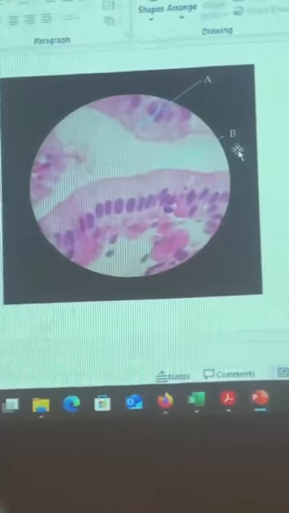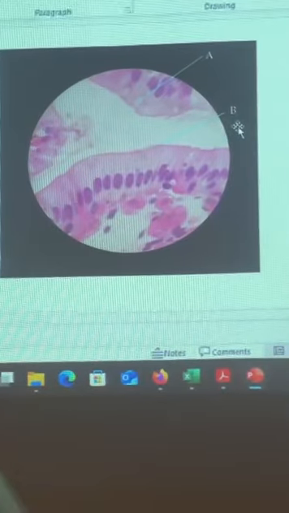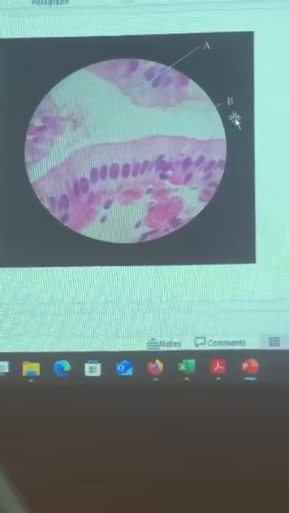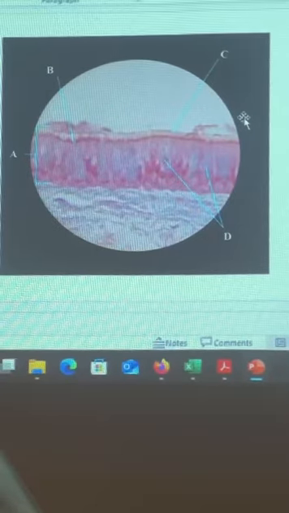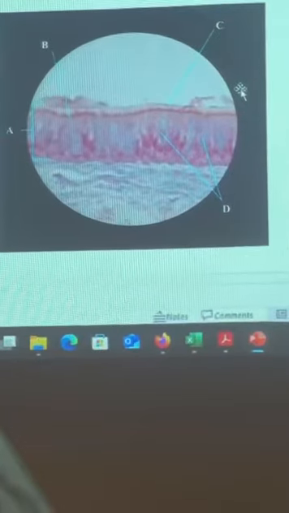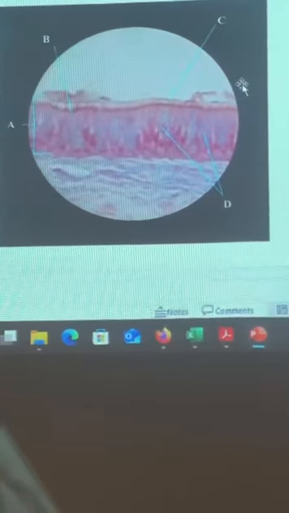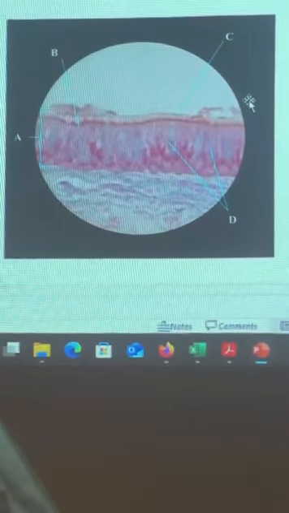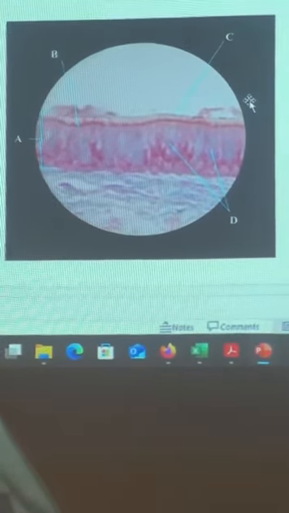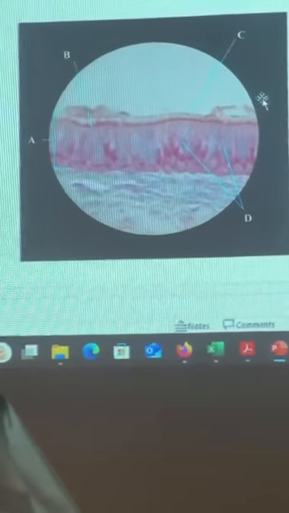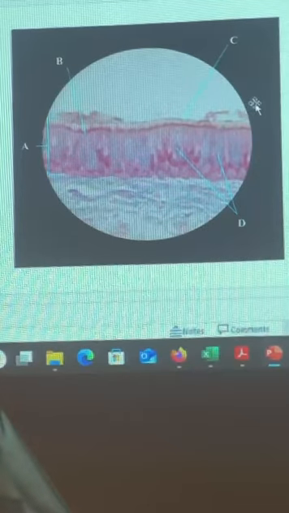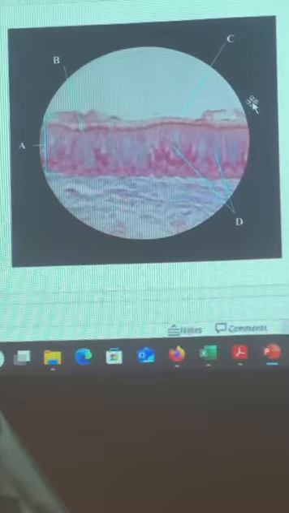Now we're looking at simple columnar, the small intestine. The cell at A is a goblet cell. And the fuzzy stuff at B? Microvilli. Now we're looking at, you may abbreviate PSCCE. Do not misspell PSCCE, okay? Pseudostratified. It's from the trachea, and the cells at D are more goblets, and the fuzzy stuff at C, it's ciliated, it's cilia.